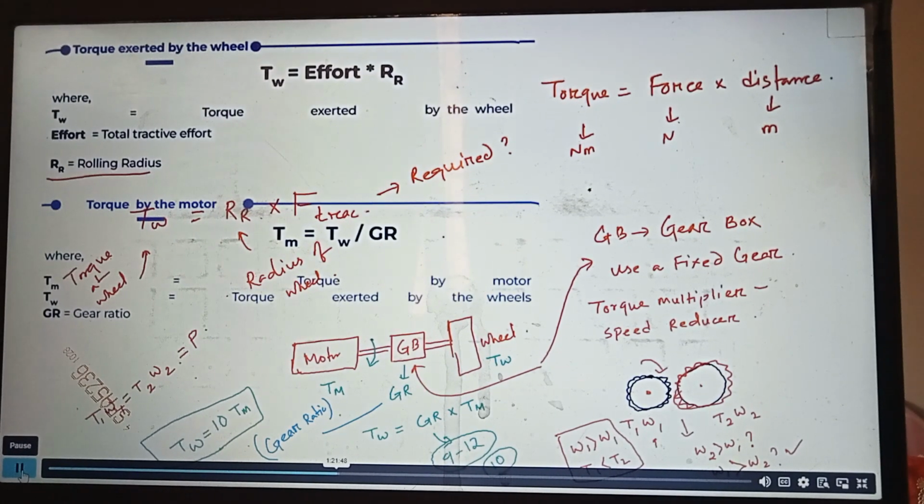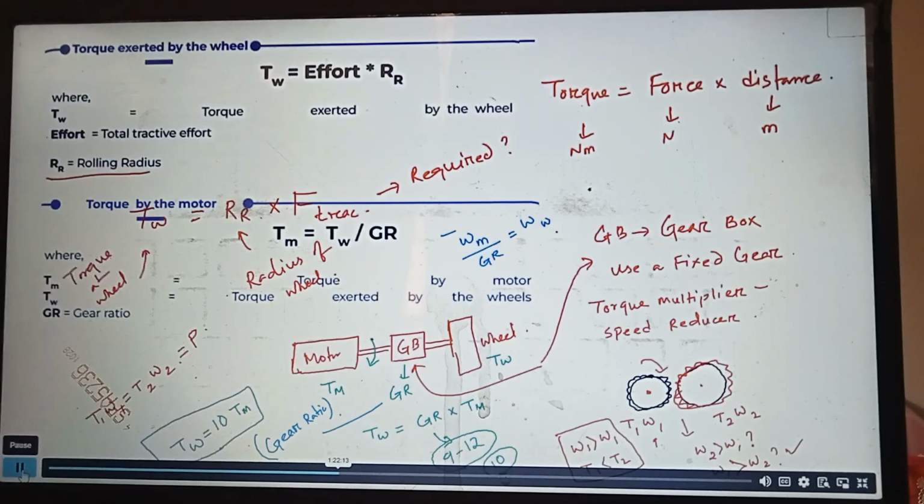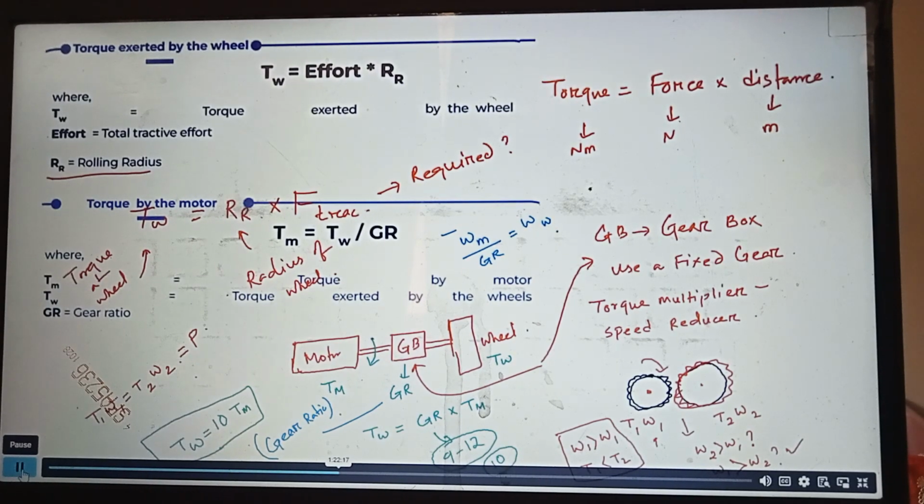Similarly, motor speed, omega at motor, has to be divided by the gear ratio to get speed of wheel. I hope this point is clear. Please note down, we also need to solve problems. So it's very simple. Torque at motor multiplied by gear ratio to get torque at wheel. Speed of motor divided by gear ratio to get the speed of wheel.